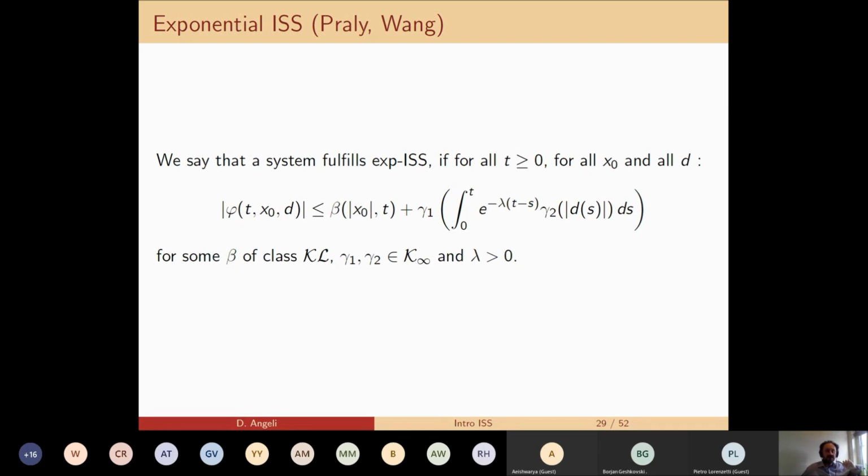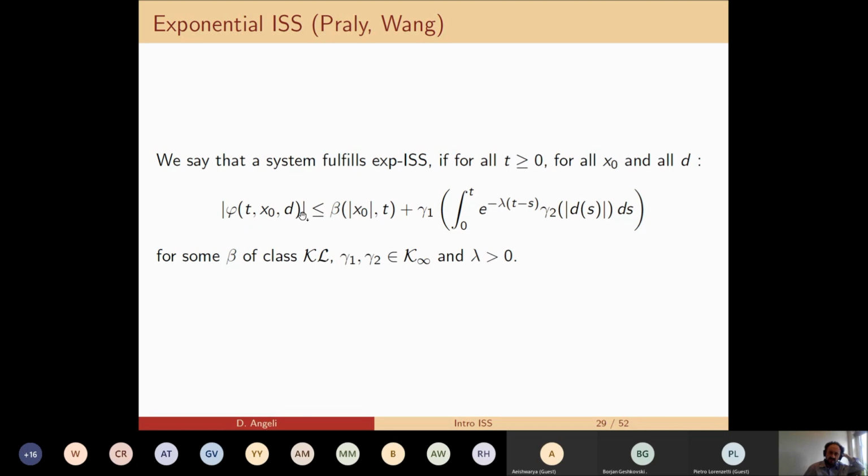So the following notion is so-called exponential ISS. It was proposed by Professor Prali and again Professor Wang. And the definition is quite interesting. So we say that a system is exponential ISS if there exists beta of class KL and gamma 1 and gamma 2 of class K infinity and some lambda positive, such that this inequality holds for all possible choices of initial conditions, for all possible input signals, and for all non-negative times.